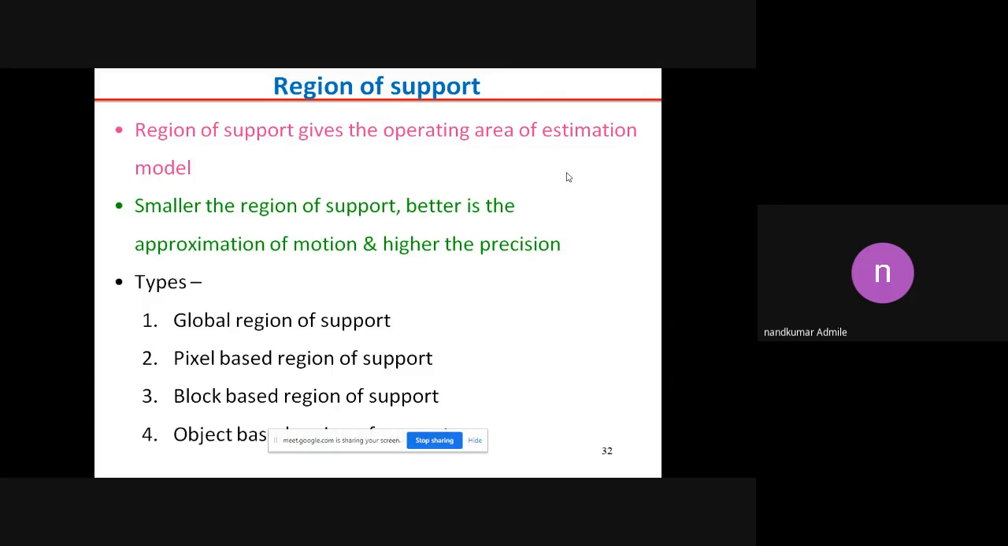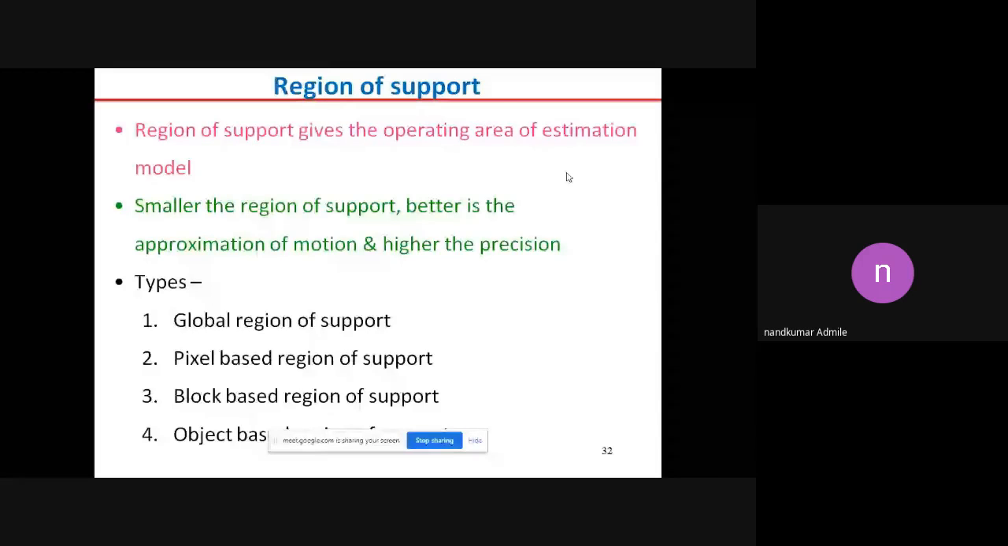In the last lecture we discussed the various regions of support. We discussed the four basic types: one is the global region, the second is the pixel based region, the third is the block based region, and the fourth is the object based region. In order to detect motion, we are going to study what motion is and how we can detect motion in video processing.